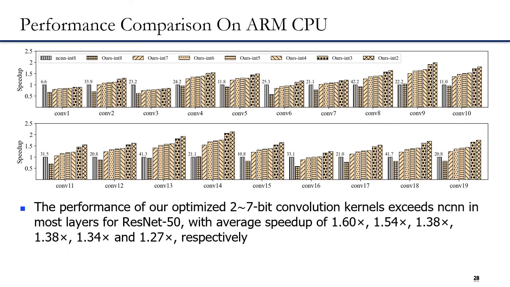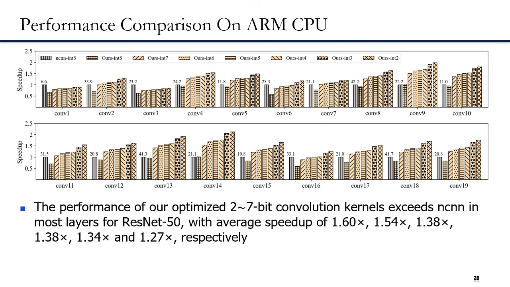This figure shows the performance comparison of our kernels and NCNN on ARM. The x-axis indicates the different convolution layers, and the y-axis shows the speedup compared to the baseline. We can see that the performance of our optimized 2 to 7-bit convolution kernels exceeds NCNN in most layers for ResNet 50. Although our instruction schemes perform less well than NCNN at 8-bit, they are more efficient when applied to lower bit convolution.